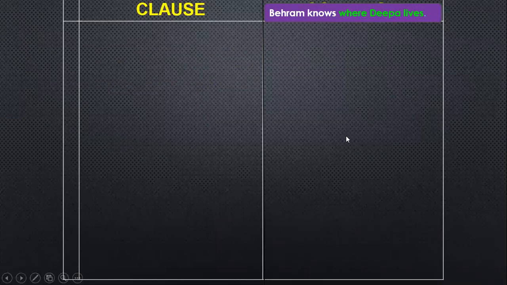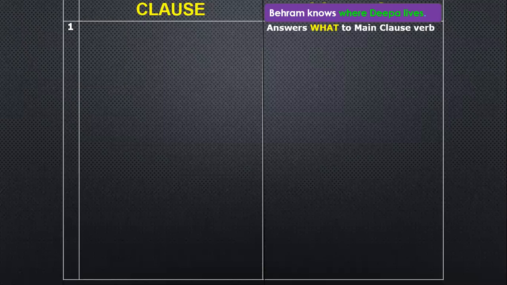Now, take a look at the statement. Behram knows where Deepa lives. Now, in this case, what am I going to do? I'm going to open the bracket from the subordinating conjunction, that is where, and close it at the end of the sentence, that is lives. Hence, I find my subordinating clause. Okay, and the remaining part, that is Behram knows, becomes my main clause.